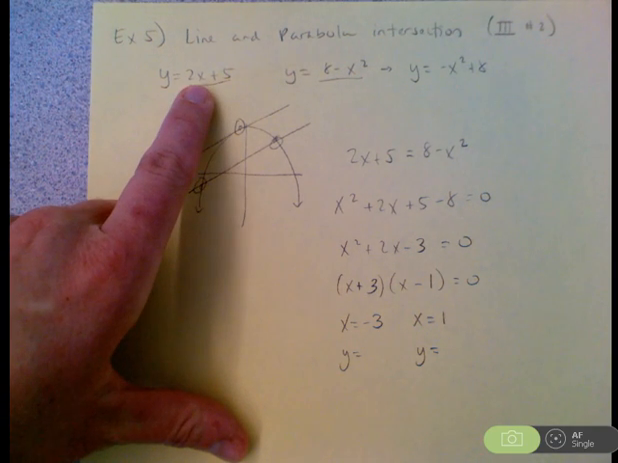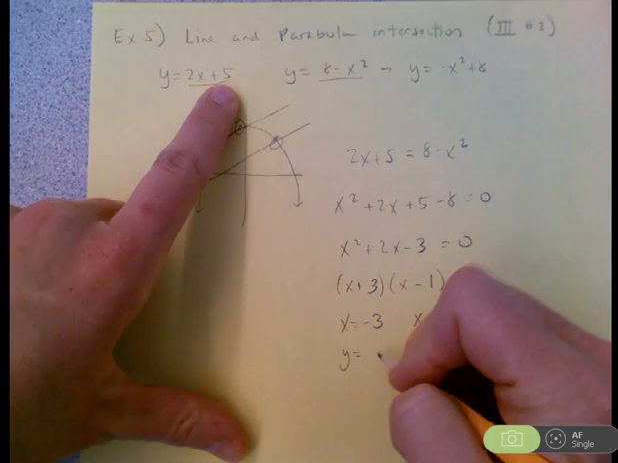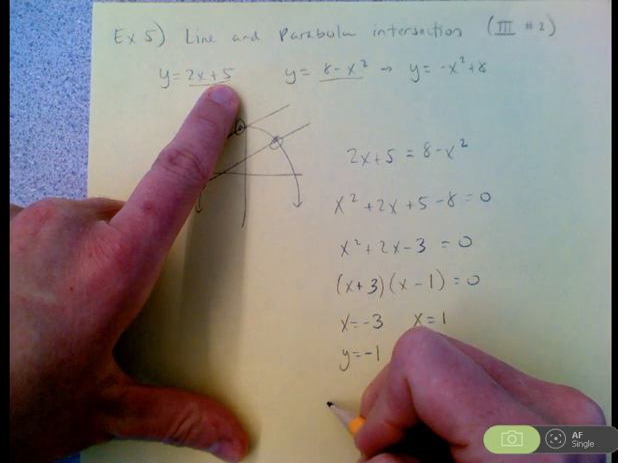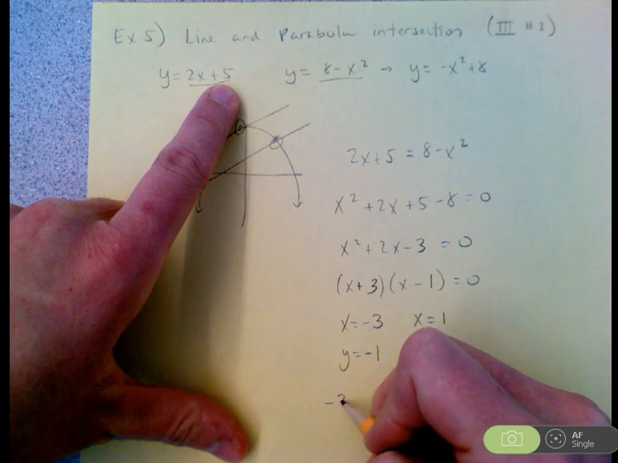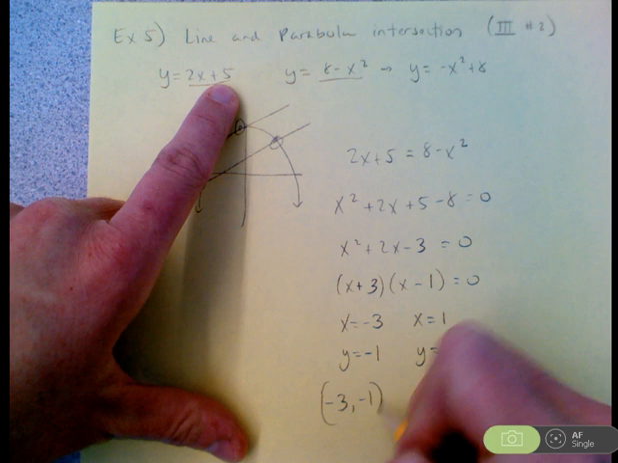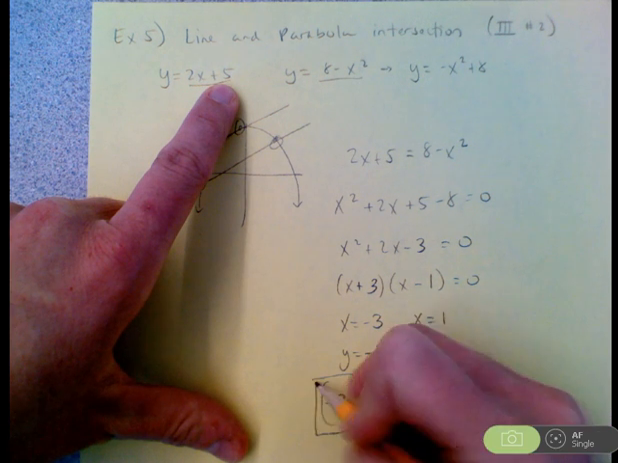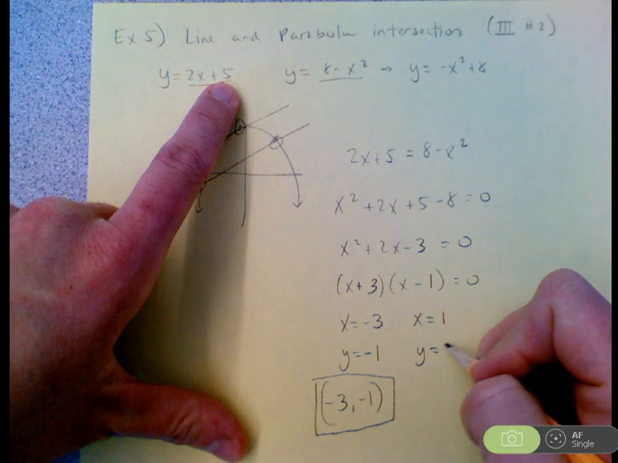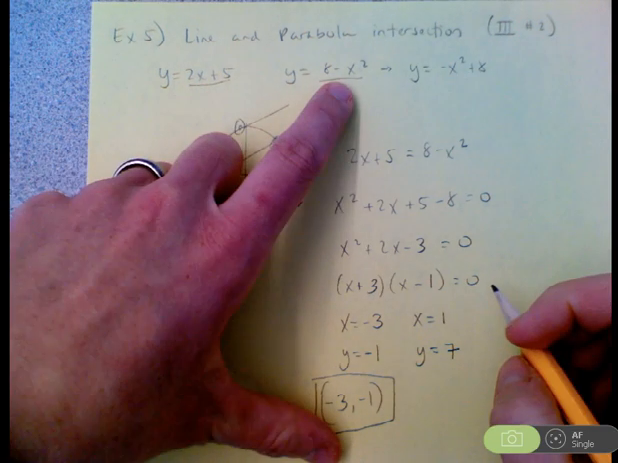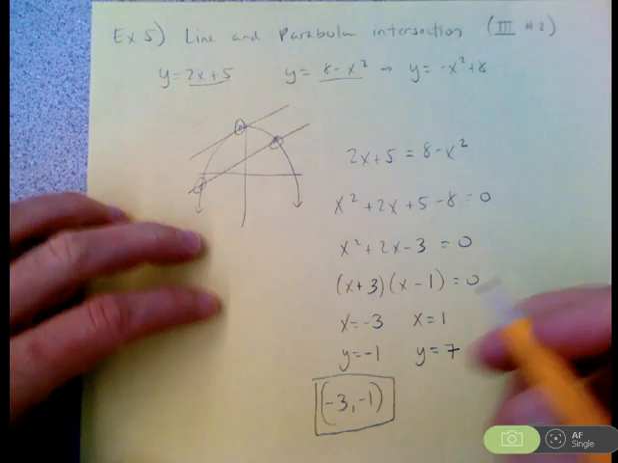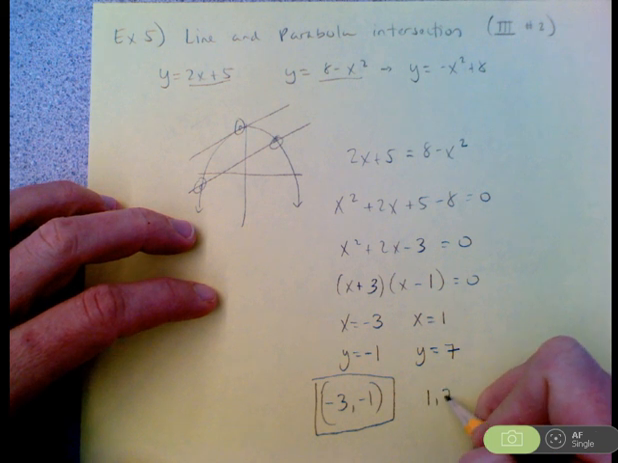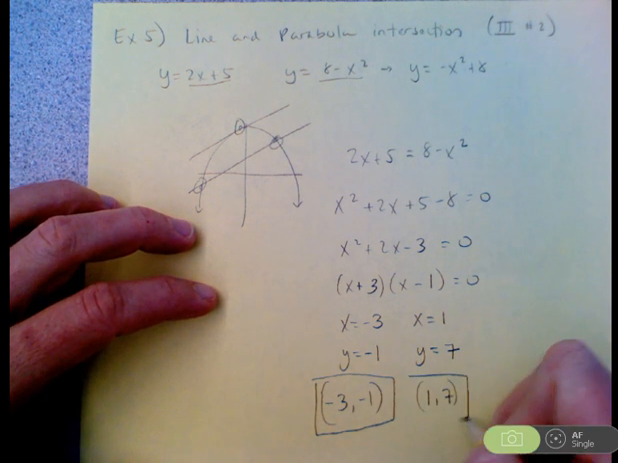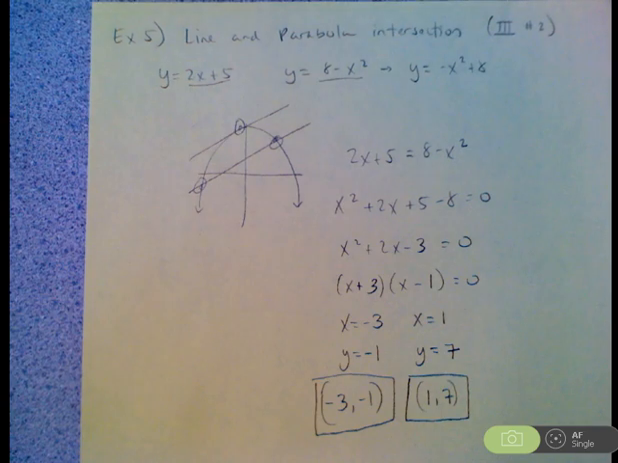So 2 times negative 3 is negative 6, plus 5 is negative 1. So they intersect at negative 3, negative 1. There's 1 answer. And then if I plug in a 1, 2 plus 5 is 7. Let's double check that over here. 1 squared is 1 and 8 minus 1 is also 7. So they also intersect at 1, 7. And that's all we have to do for that problem.